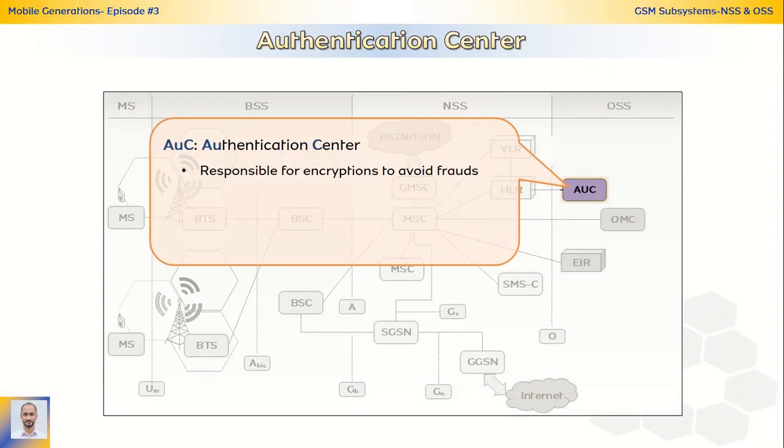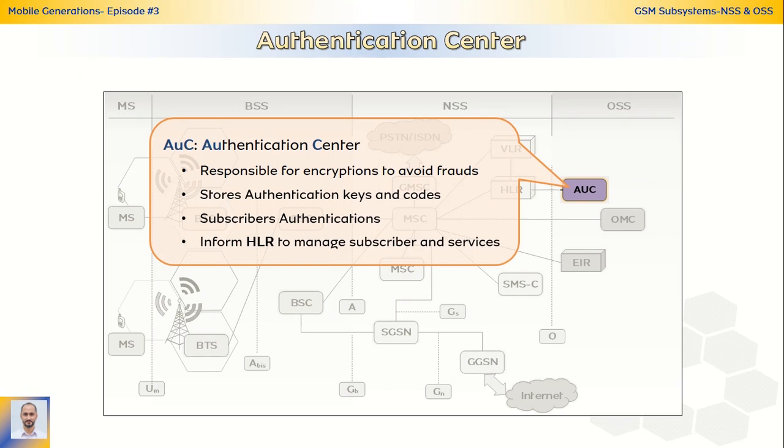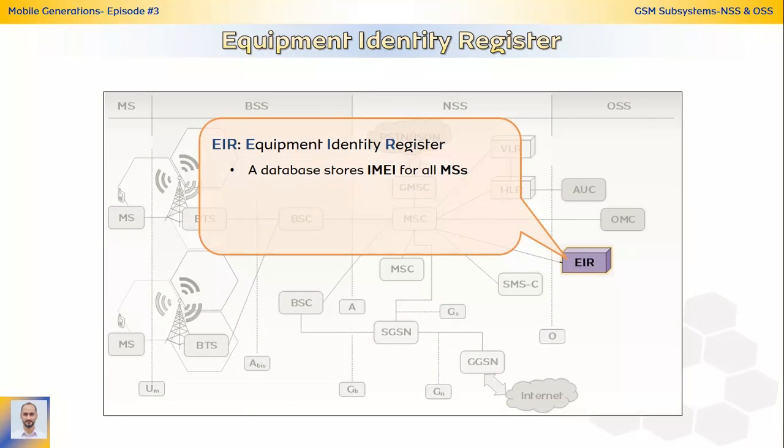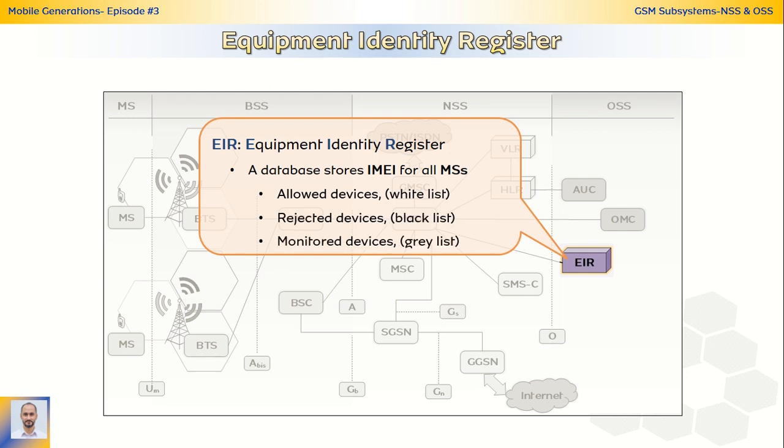For the OSS components, we have the Authentication Center, which is responsible for encryptions to avoid frauds, stores authentication keys and codes, is responsible for subscribers' authentications, and informs the HLR to manage subscribers and services. Another important element, the Equipment Identity Register, is a database that stores the IMEI for all mobile stations. The mobile stations can be classified into allowed devices, whitelist, rejected devices, blacklist, and monitored devices, graylist.